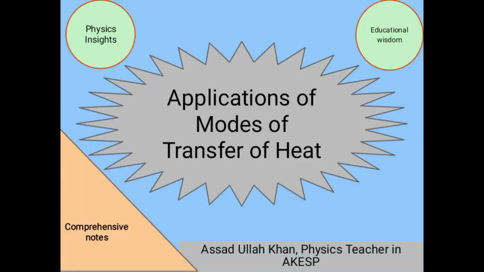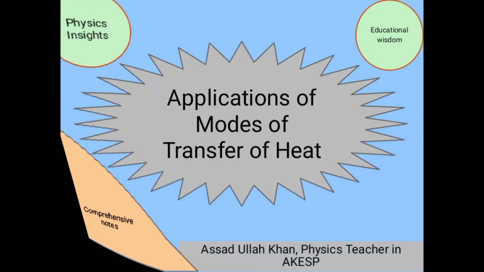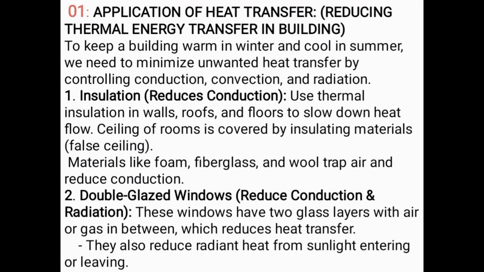Application of heat transfer. Reducing thermal energy transfer in a building. To keep a building warm in winter and cool in summer, we need to minimize unwanted heat transfer by controlling conduction, convection, and radiation.